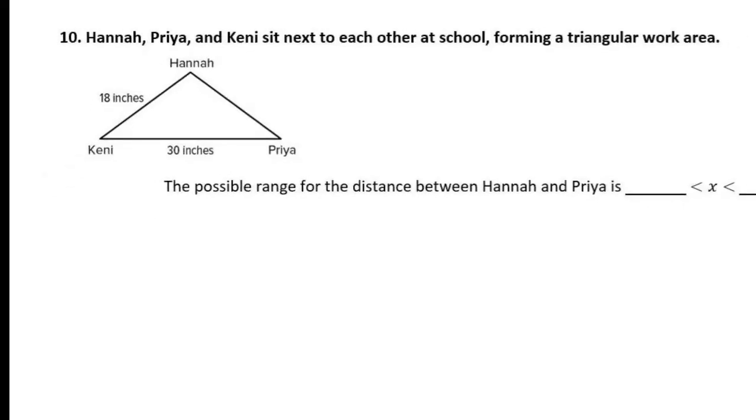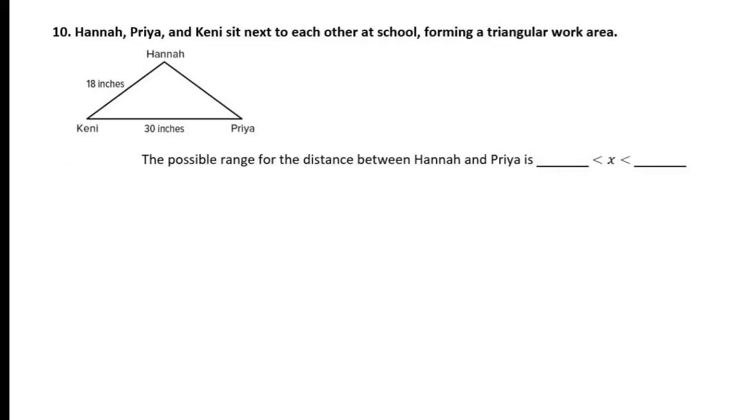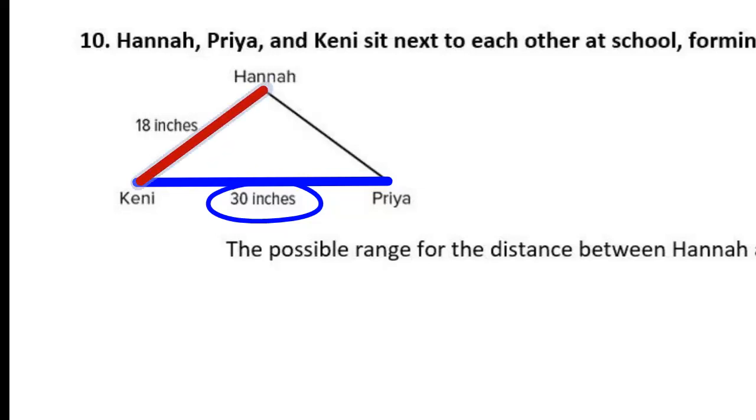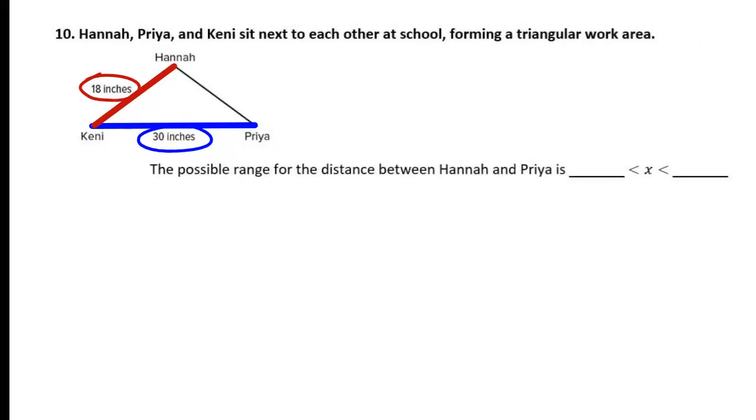It says Hannah, Priya, and Kenny sit next to each other at school, forming a triangular work area. And I can see that the distance from Kenny to Priya is 30 inches. And the distance from Kenny to Hannah is 18 inches. So what we have happening here is we've got 3 different line segments, kind of like this.